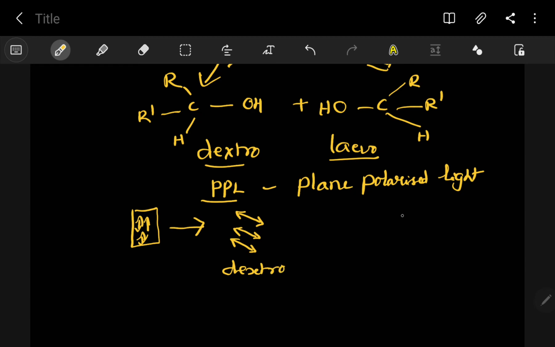And if it is rotating the domains in the anti-clockwise direction, it rotates like this, so I will draw it like this. This is the anti-clockwise direction, and these compounds are called levo compounds.